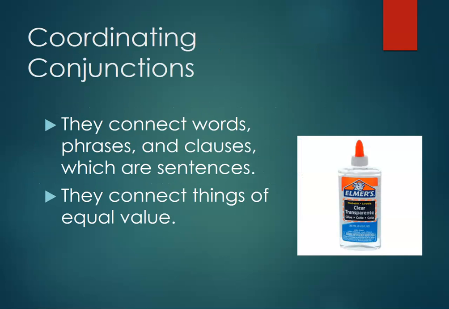Coordinating conjunctions are words that connect words, like nouns, phrases, and clauses, which are sentences, together. They connect these two different things like glue would, sticking and holding them together. They can connect things of equal value, such as a noun to a noun, a prepositional phrase to a prepositional phrase, and a full sentence to another full sentence.